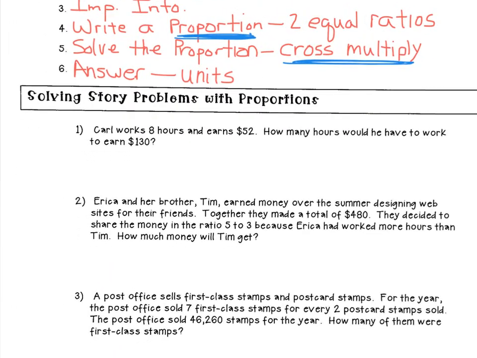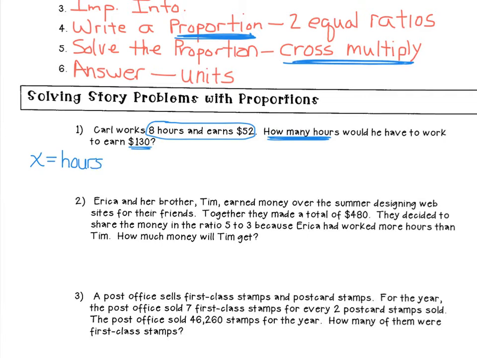Carl works 8 hours and earns $52. How many hours would he work to earn $130? Okay, so Carl works 8 hours and earns $52. That's important, and that all goes together. He has to work 8 hours to earn $52. That's one important chunk of information. How many hours? That sounds like a question. How many hours would he have to work to earn $130? Okay, here we go. How many hours? That's the question. So I'll use X, and X has to stand for hours.